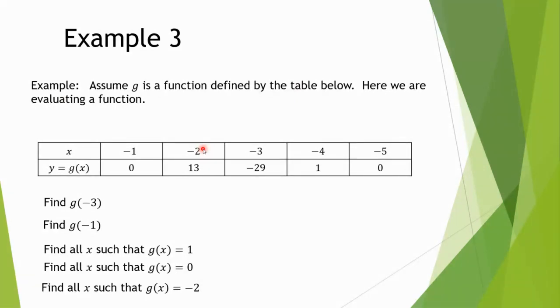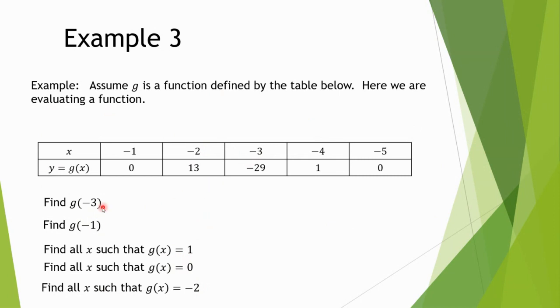Let's suppose now g is a function defined by this table. Okay, so this one's a little bit different. Let's find these values. We want to find g of -3, g of -1, all x such that g of x is 1, all x such that g of x is 0, all x such that g of x is -2. Okay, so let's do that.